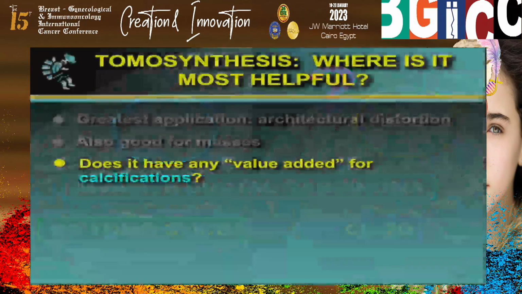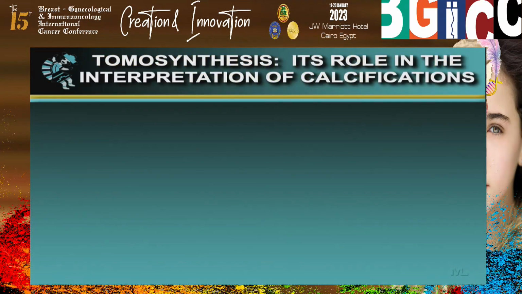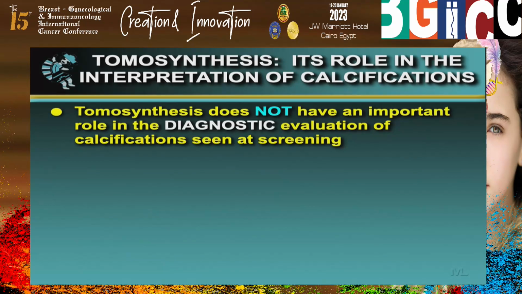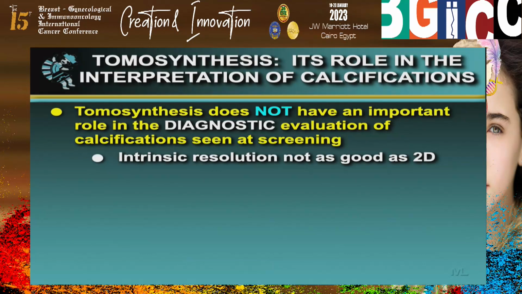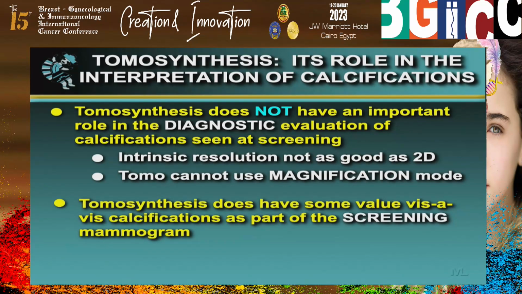Well, that's good for architectural distortion and masses. What about calcifications? Does tomosynthesis have a value here? It does, in particular situations. It does not have any real value if you're working up something diagnostically. You still have to do 2D views. Why? Because the intrinsic resolution is not as good as on 2D, and you cannot use the magnification mode. You cannot use the small focal spot. So therefore, it's not good for diagnostic, but it is good when you're looking at screening tomosynthesis.